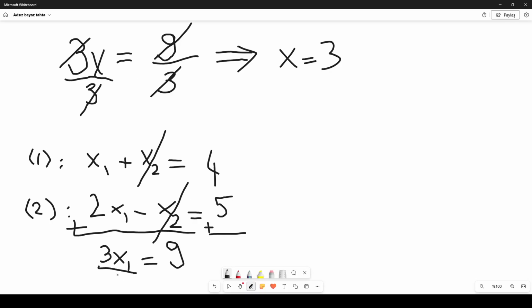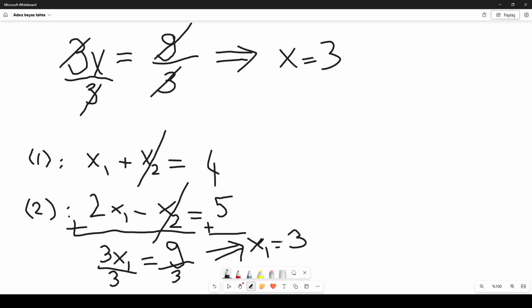What we need to do is just divide both sides by 3 and find the value of x1, one of the unknown variables in this system. Here's the x1. x1 is equal to 3, 9 divided by 3, right?